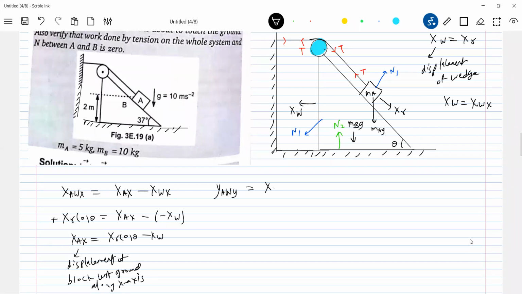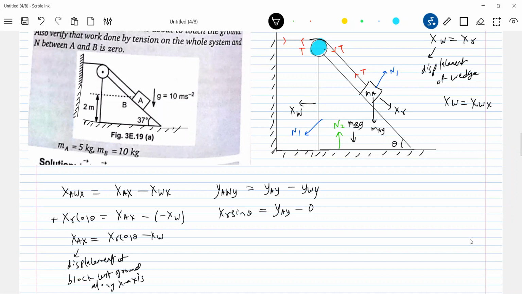This should be equal to YA, so this should be equal to XR sin theta. And the wedge will not move along the y-axis, no? So take this equation. Now we got this much information. What is y? Y means vertically down. X means horizontal direction.